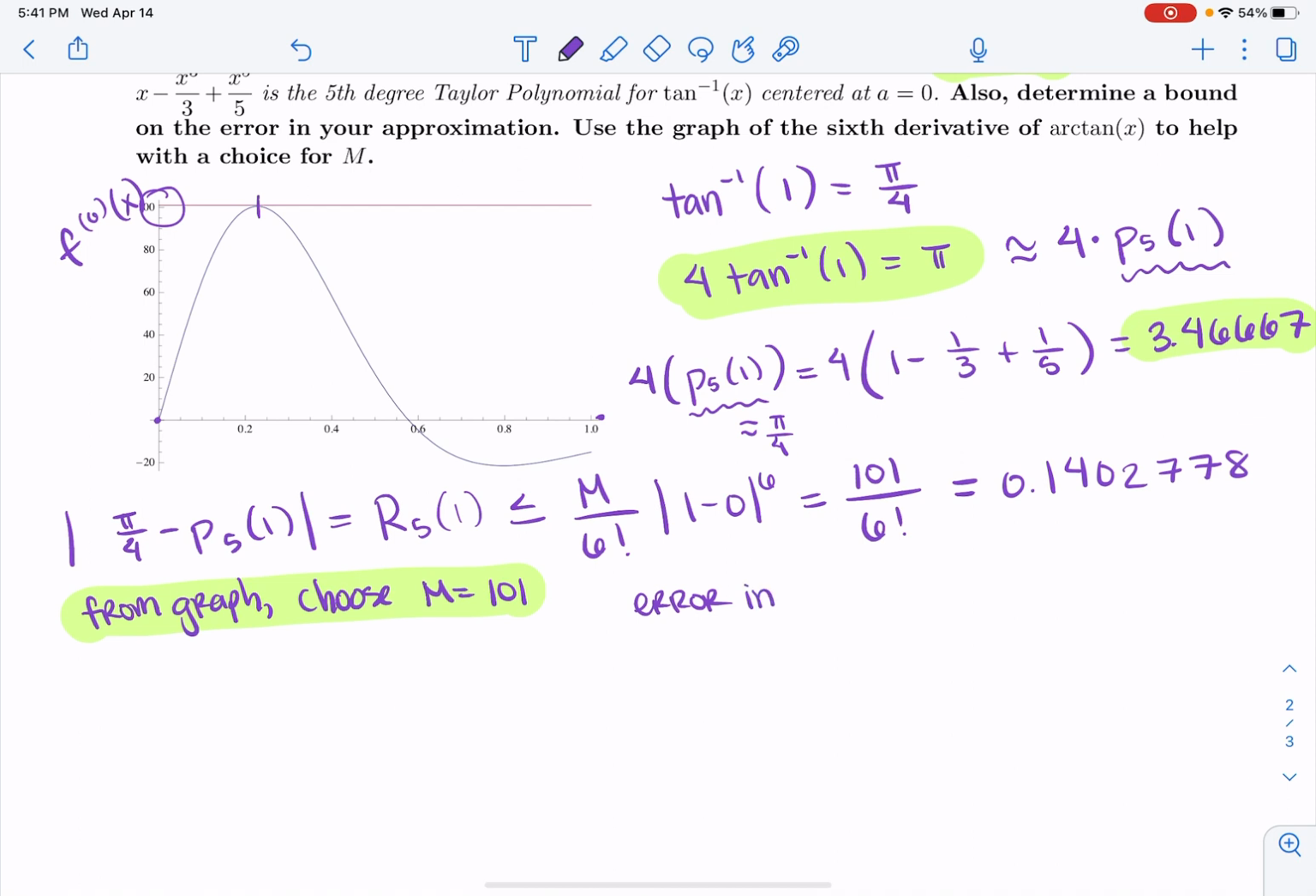Error in pi is equal to 4 times the error in pi over 4. So that would be less than or equal to 4 times this number we just had, which would be 0.561111 forever. It looks like it's repeating. Okay, and what is the error that we got? Pi minus 3.466666, and then the absolute value of that.